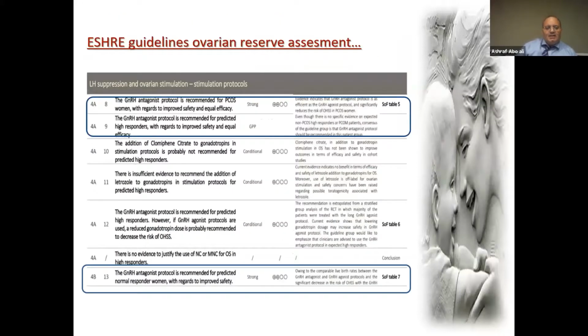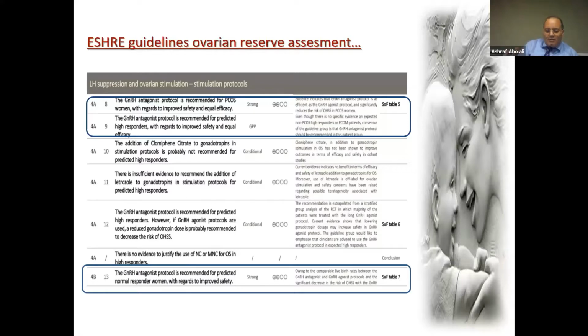If we have a look at the latest guidelines from the ESHRE, it confirmed that the GnRH antagonist protocol is recommended for PCOS patients with regard to improved safety and equal efficiency. The GnRH antagonist protocol is recommended for predicted high responders with regard to improved safety and equal efficiency. And so for the PCOS patients and the hyperresponders or high responders, we recommend the antagonist protocol. And the GnRH antagonist protocol is also recommended for predicted normal responders. Here, the guidelines recommended the antagonist, although both of them are equal, but with regard to safety, because you may find an unexpected hyperresponse to the stimulation. So with the normal responder patient, you should also be careful.